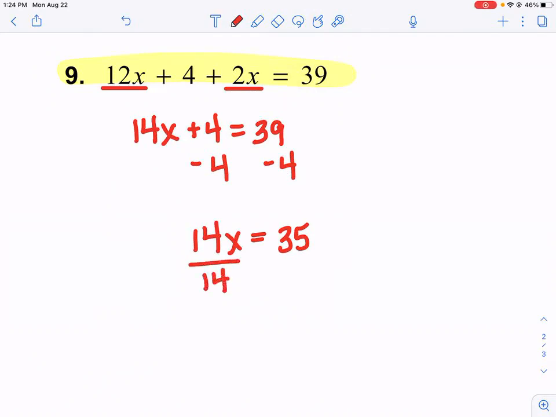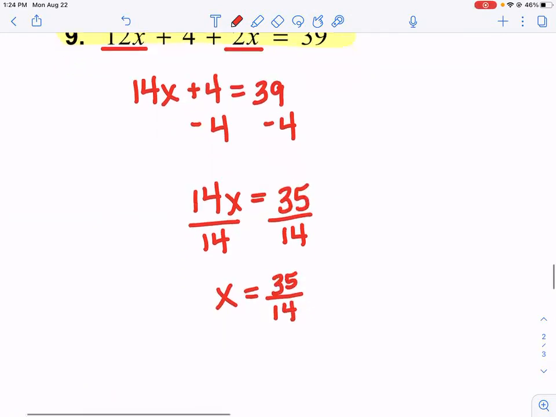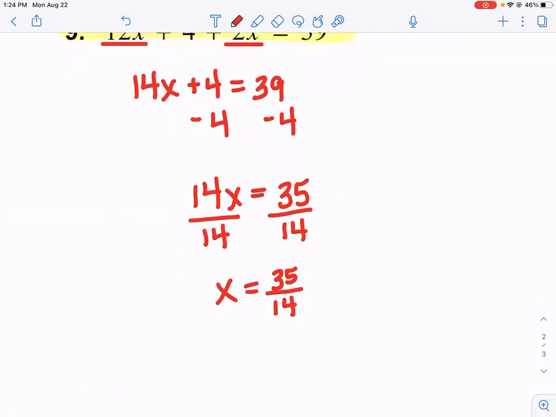Divide by our coefficient, which is 14. So x equals 35/14. Now, I don't think I can take 35 and divide it by 14. But we can reduce it. How do we reduce it? So you do 14, something would be 35, would it be 2.5? I think, that's not really what I'm thinking.